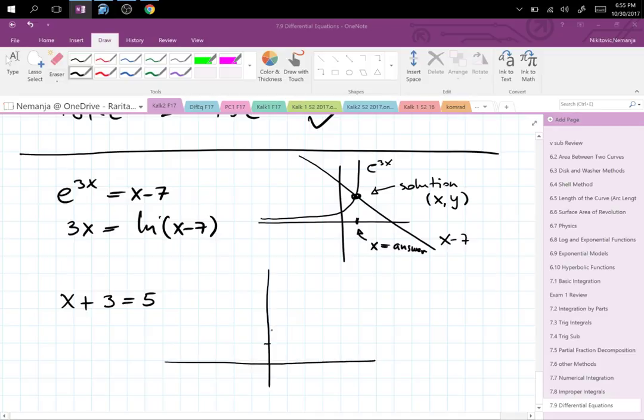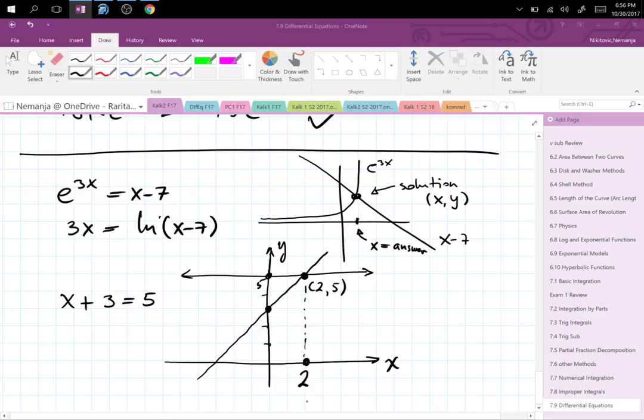So I start by marking 1, 2, 3, 4. This is 5. And we get the horizontal line at 5. And now x plus 3. 3 is the y-intercept. And then we have this 45-degree line. Look at that. Look at that intersection right there. It's 2, 5. And as I said, drop it down to x, 2. So this x equals 2 is a solution.